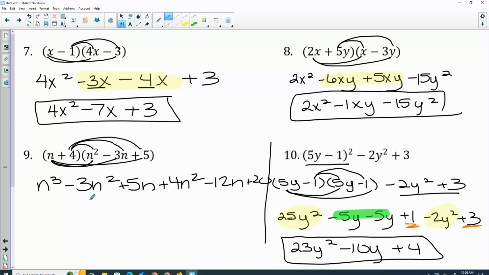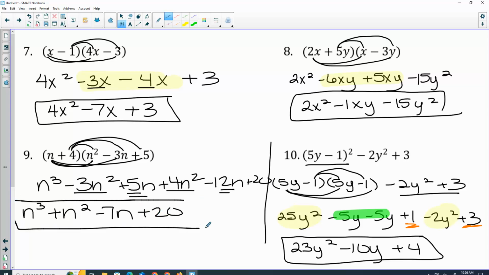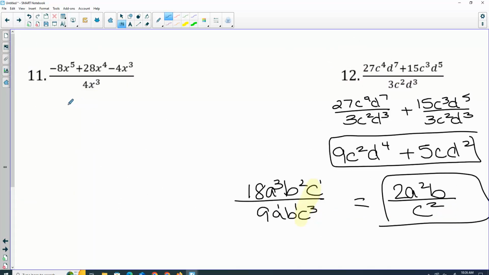Okay, I'm looking for like terms, so we have an n cubed. Negative 3n squared plus 4n squared. When you add those, the variables don't change. So negative 3 plus 4 is just 1. 5n and negative 12n. So 5 plus negative 12. And then we have the plus 20. Alright, so this is our older stuff. Last older problem that we have. When I am dividing, we do each one.